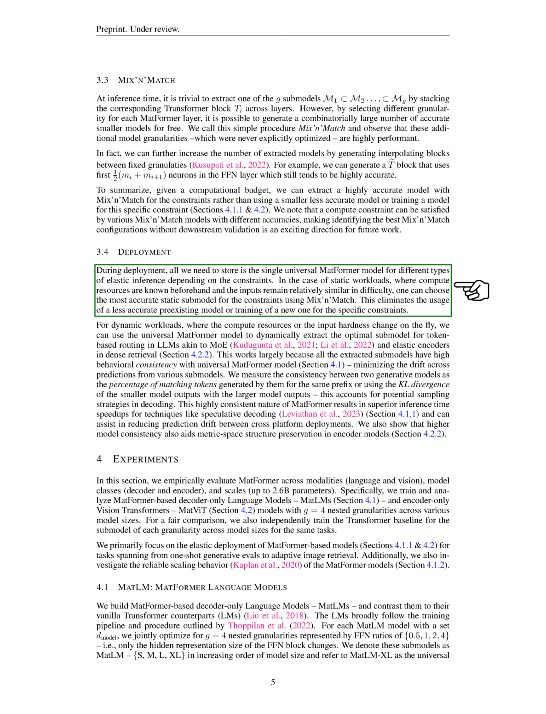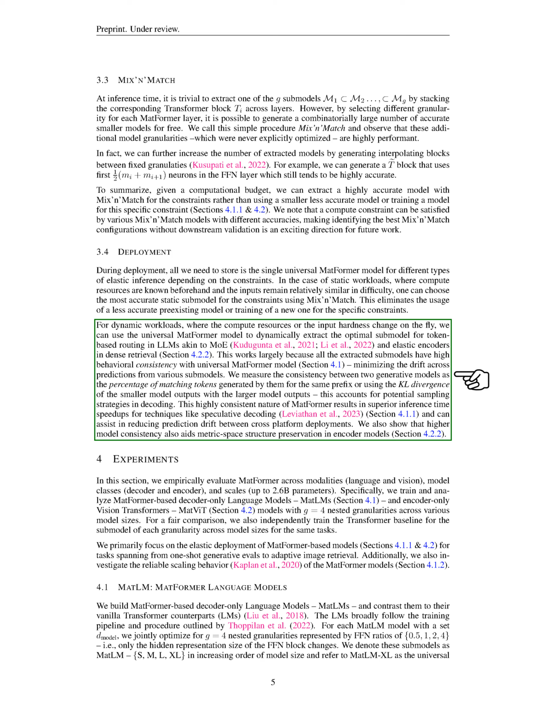During deployment, all we need to store is the single universal MatFormer model for different types of elastic inference depending on the constraints. For static workloads, where compute resources are known beforehand and the inputs remain relatively similar in difficulty, we can choose the most accurate static submodel for the constraints using mix and match. This eliminates the usage of a less accurate pre-existing model or training of a new one for the specific constraints. For dynamic workloads, where the compute resources or the input hardness change on the fly, we can use the universal MatFormer model to dynamically extract the optimal submodel.